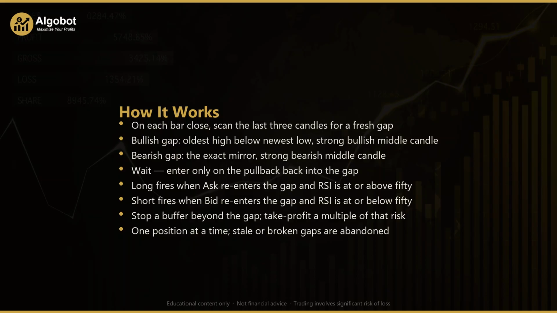The strategy also manages housekeeping carefully. Only 1 position per magic number is allowed at a time, so it never stacks trades. A tracked gap is abandoned if a candle closes straight through its far edge, which means the structure has failed, or if a set number of bars, 15 by default, pass without price ever returning to tap it. And before any entry, the strategy checks that the spread is not wider than your chosen limit. Each gap is traded at most once, then discarded.